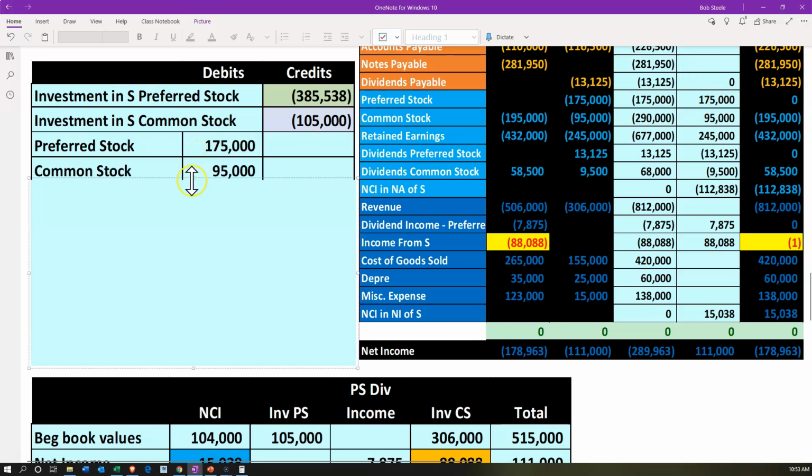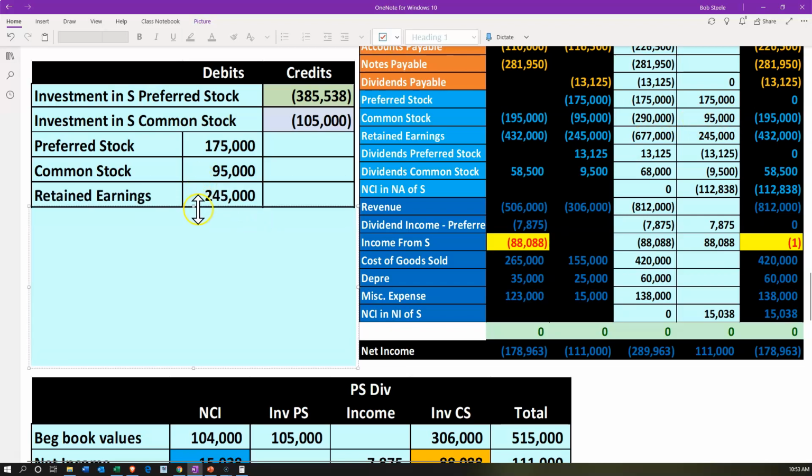Next transaction, we got the common stock. So once again, we're going to remove that 95,000 for S. That's going to be a debit here. So we have parent, we have the subsidiary, the total. We will remove the subsidiary, getting us back basically to the parent. Then we're going to go to the retained earnings. Here's going to be the retained earnings. It's on the books for the subsidiary at the 245,000. So we will debit it by that 245,000. Parent, subsidiary, total, removing the subsidiary back to the parent.